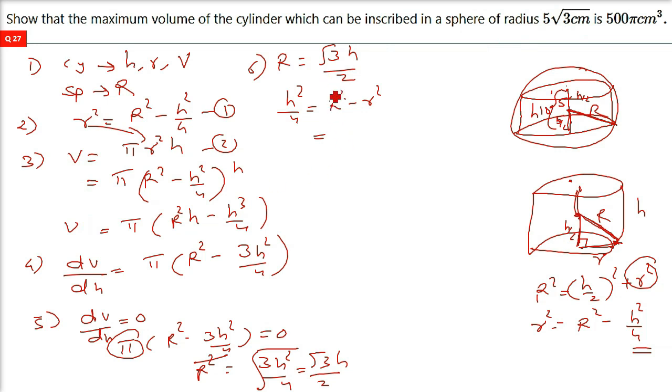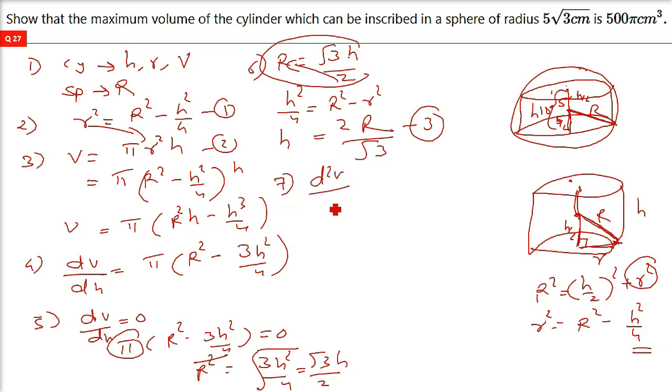Okay, the next step: because the values are already provided, 5√3 is there, 500 pi is there. So h can be written as twice r by root 3. You can call this the third equation: h is twice capital R by root 3. The next step will be d2V by dh square. The differentiated value has to be double differentiated. Now I am double differentiating it, placing it against 0.